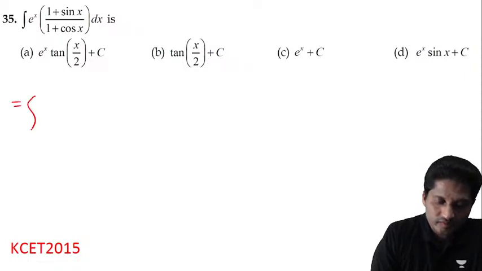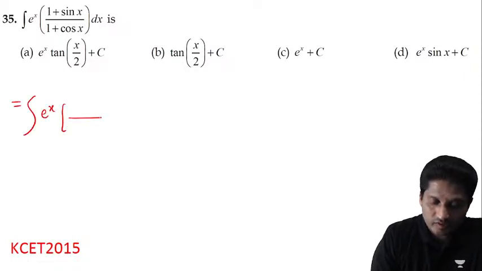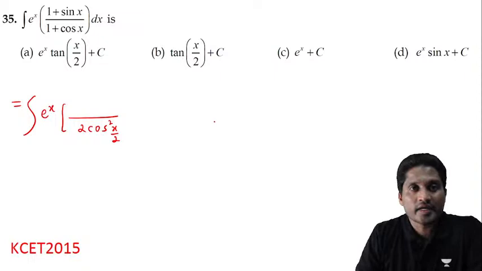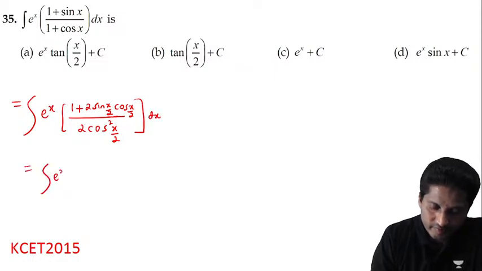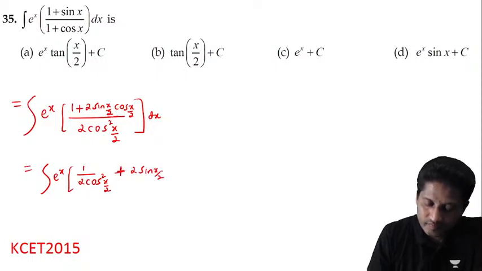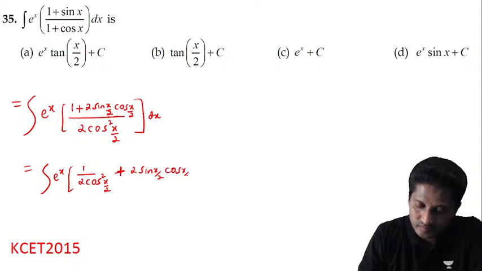e power x into 1 plus sin x divided by 1 plus cos x. 1 plus cos x can be written as 2 cos square x by 2, okay, and sin x can be written as 2 sin x by 2 cos x by 2, then this is dx. Now this is equal to integration of e power x. Let us divide this: 1 by 2 cos square x by 2 plus this 2 sin x by 2 cos x by 2, divided by 1 plus cos x, which is 2 cos square x by 2.